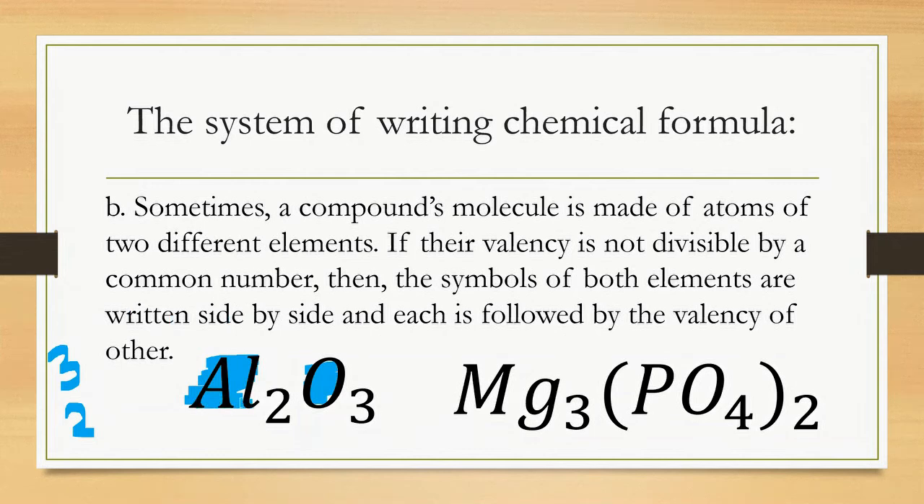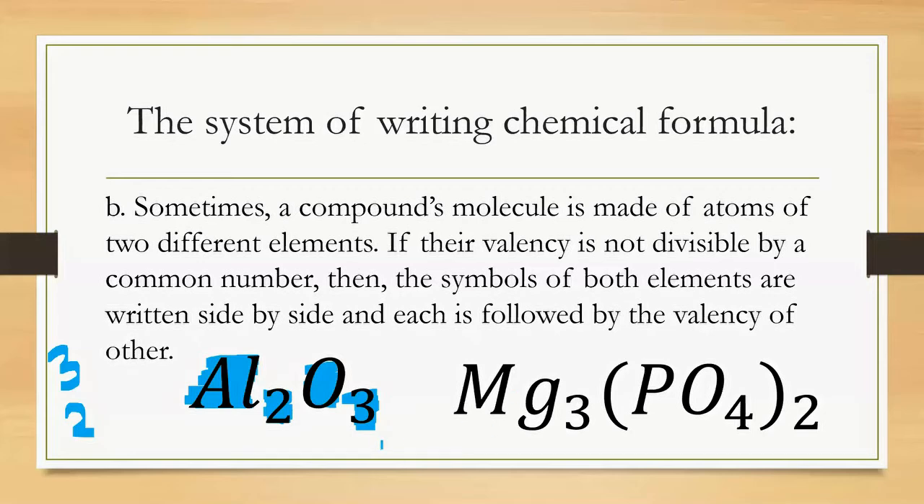Aluminium oxide contains two elements, aluminium and oxygen. So we write down the symbols side by side, and each is followed by the valency of the other. The valency of aluminium is 3, which is written after oxygen, and valency of oxygen is 2, which is written after aluminium.